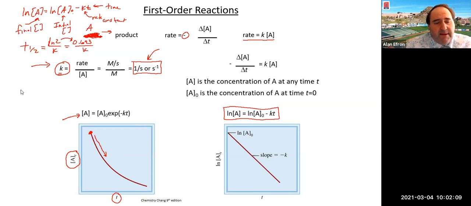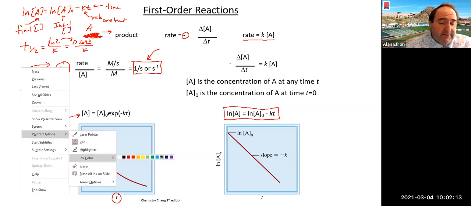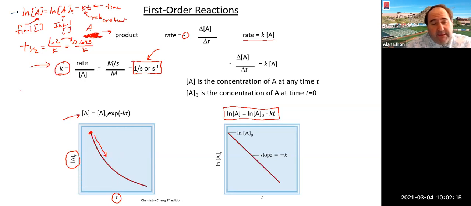So these two equations a lot of times will have to be used together. Maybe you have everything for this equation except for the rate constant, but they give you the half-life. So very commonly, you could use the half-life equation to figure out the rate constant.